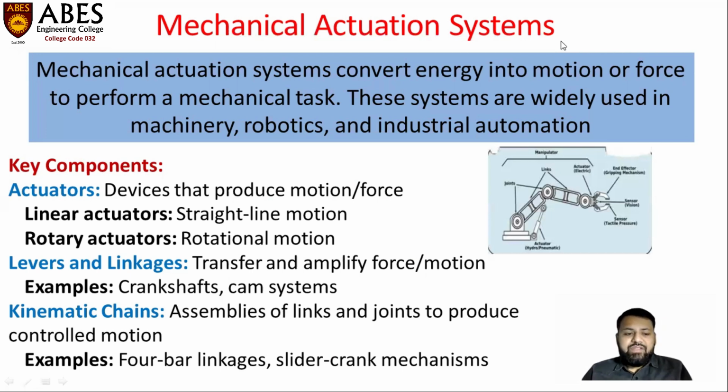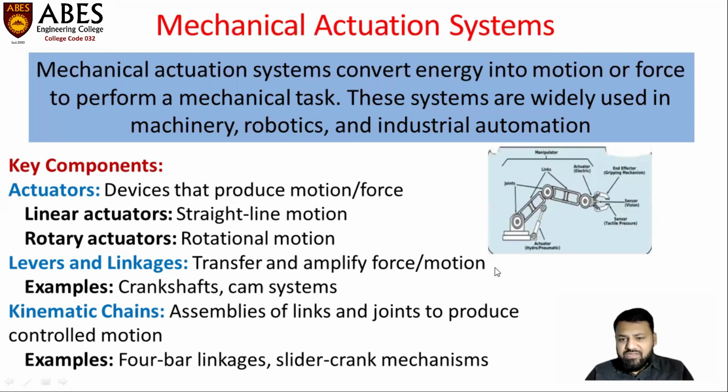Then the third one is the kinematic chains. A kinematic chain can be defined as an assembly of different kinds of linkages and joints to produce a particular controlled motion, or we can say constrained motion. It means that if we provide various inputs, we get a single output. That motion is known as controlled or constrained motion.